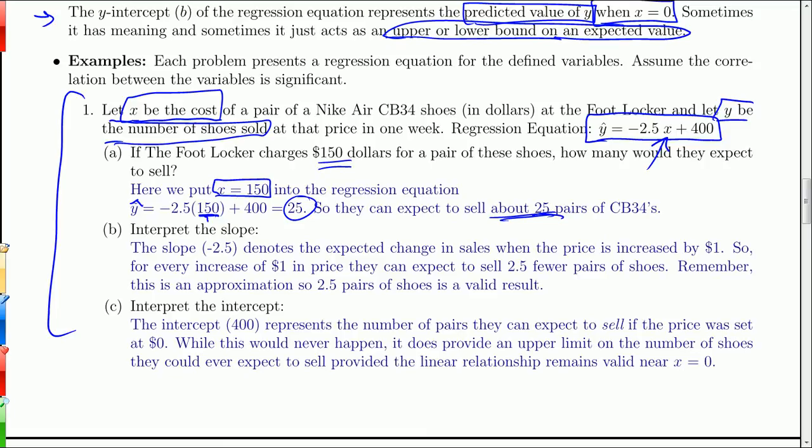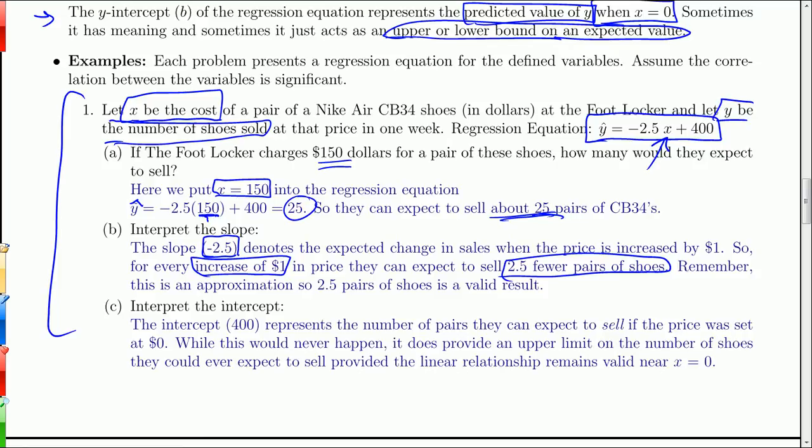Interpret the slope. The slope here is negative 2.5. And what that means is if X goes up by 1, then we expect the predicted Y value to go down by 2.5. That negative is important. So the Y goes down by 2.5. So for every $1 increase in price, they can expect to sell 2.5 fewer pairs of shoes. And this is an expected value, so it's perfectly fine if your expected value is not an actual value that you can obtain.